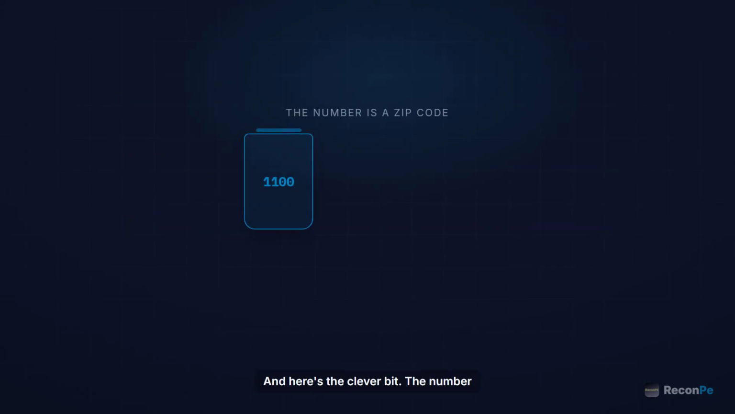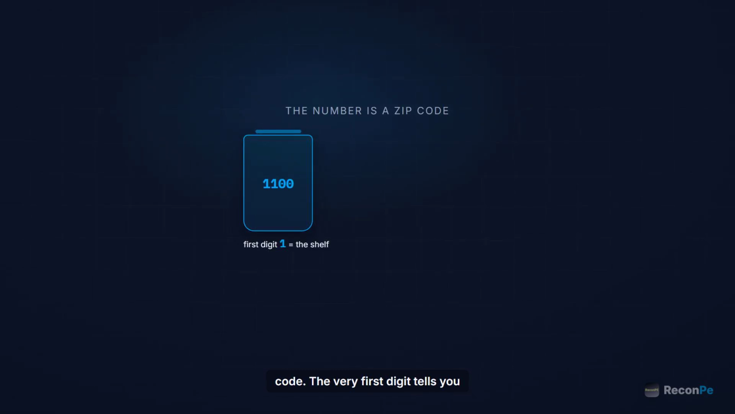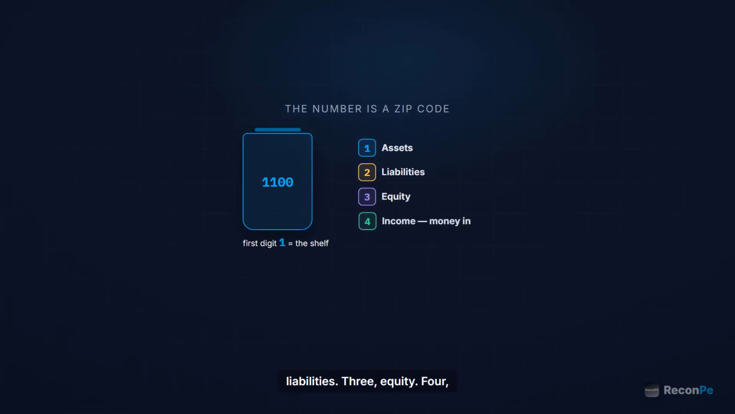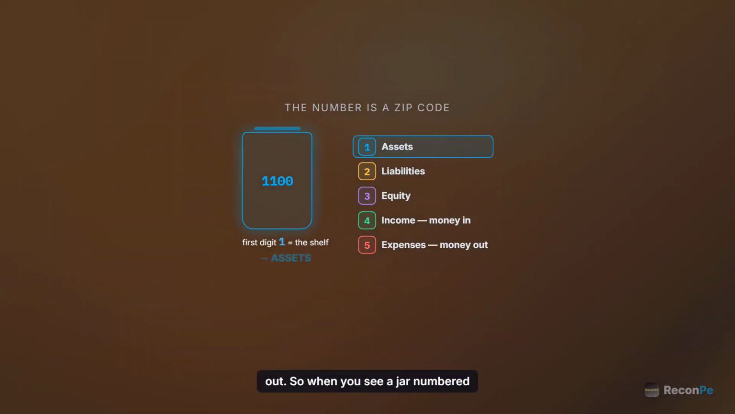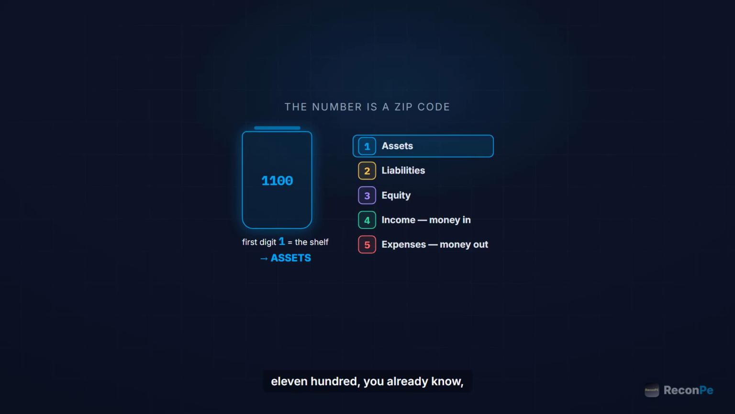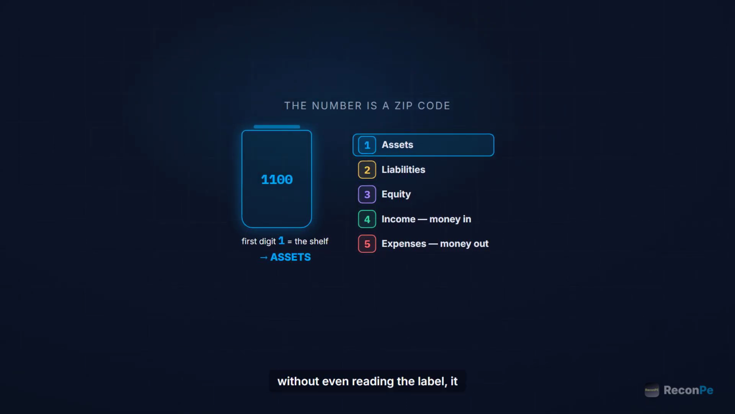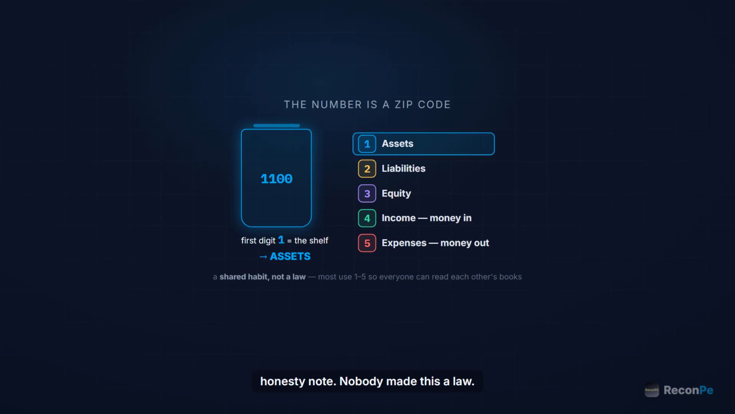And here's the clever bit. The number on each jar isn't random. It's a zip code. The very first digit tells you the shelf. A 1 means assets, 2 liabilities, 3 equity, 4 money coming in, 5 money going out. So when you see a jar numbered 1100, you already know, without even reading the label, it lives on the assets shelf.